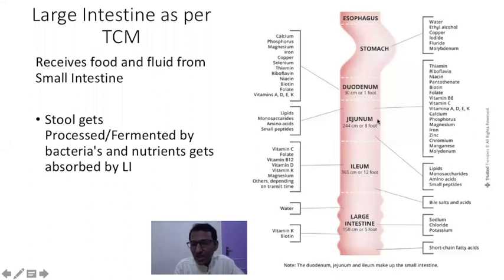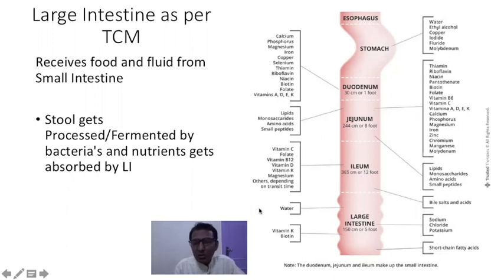The length is also given. The duodenum is about 1 foot, the jejunum is about 8 feet, and the ileum is about 12 feet. So 12 plus 8 is 20, 20 plus 1, 21. So it is about 21 feet. And the large intestine is about 5 feet. So the small intestine is about 4 times longer than the large intestine.